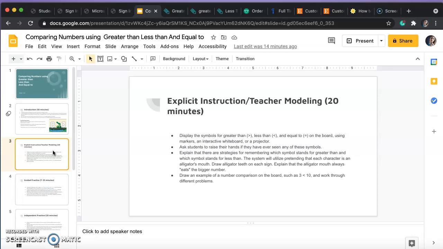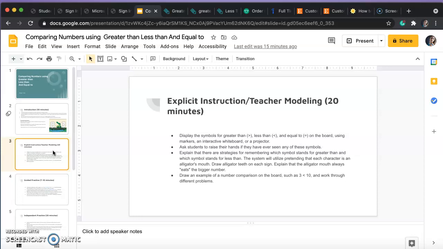And then I'm going to teach them a strategy to help them understand which sign to use. And one of those is the popular alligator. So I'm going to show them that you can draw on your sign some teeth to represent that the alligator or the sign is always eating the bigger number. And that's when I'm going to start doing some examples on whatever device I'm using, the smartboard, whiteboard, or projector.